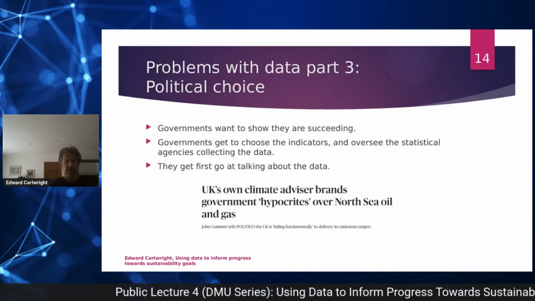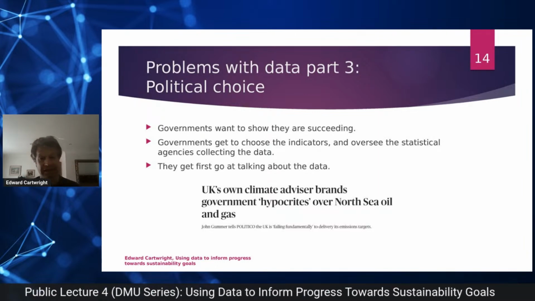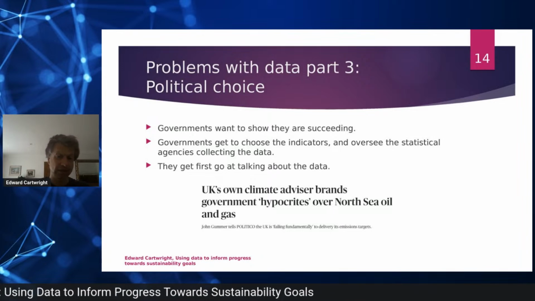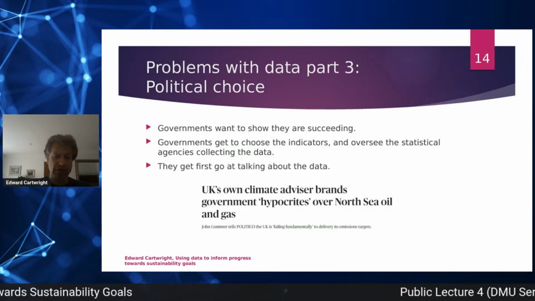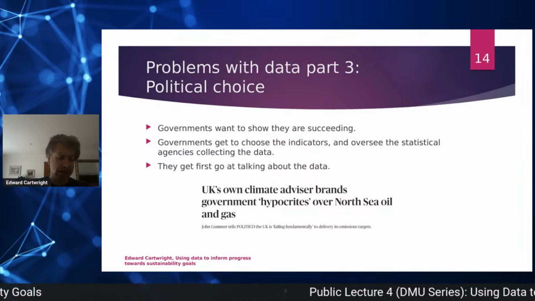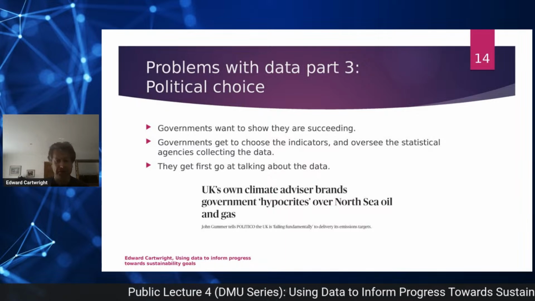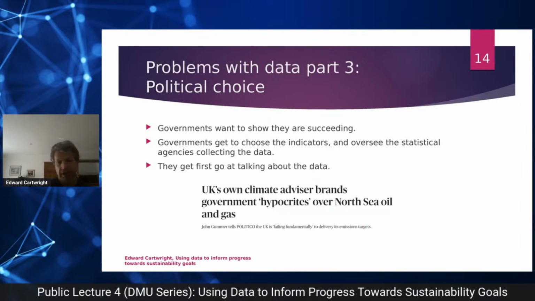Now, getting back to problems with data. I think the third obvious problem with data is that governments want to show that they're succeeding. And I understand that. That's their political remit. They want to get re-elected and so on and so forth. But let's think about this.